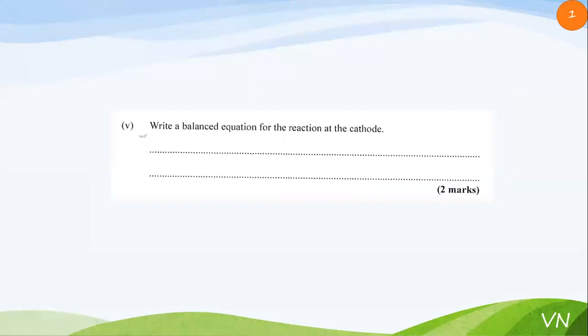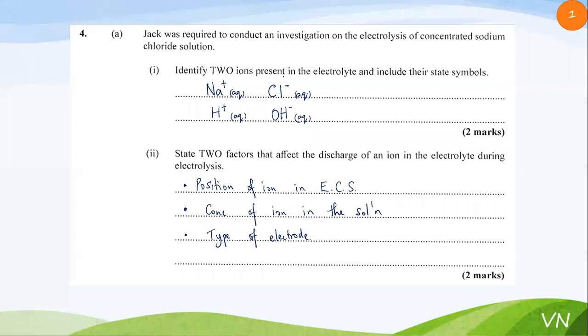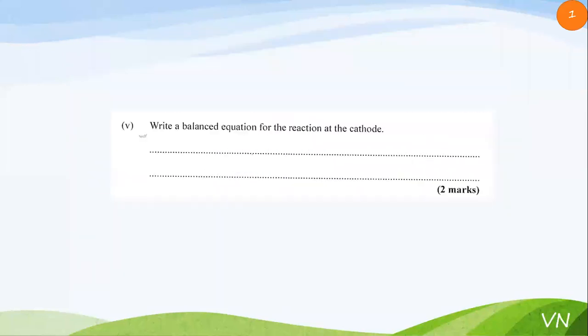Part 5 of the question. It asks us now to write a balanced equation for the reaction at the cathode. So we have 2 cations, that's sodium and hydrogen ions. Remember, at the cathode, that rule will be applicable, that is, whichever one is lower in the electrochemical series. So it is going to be the hydrogen ion being discharged.